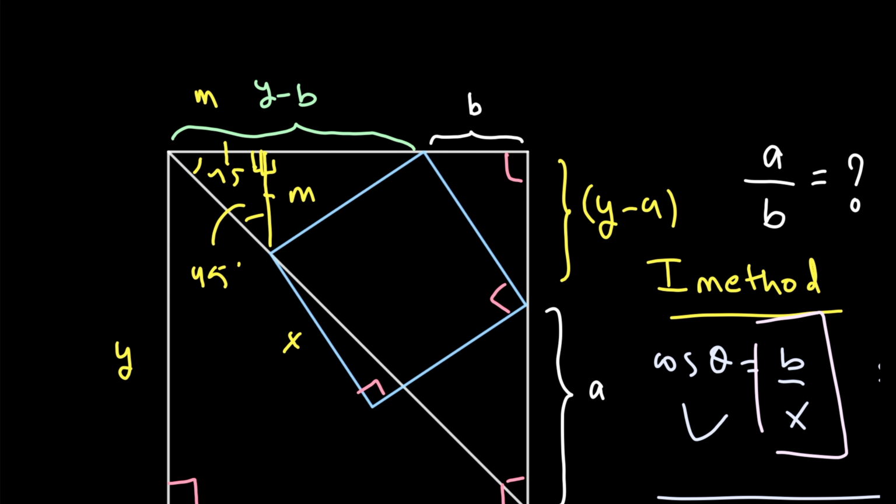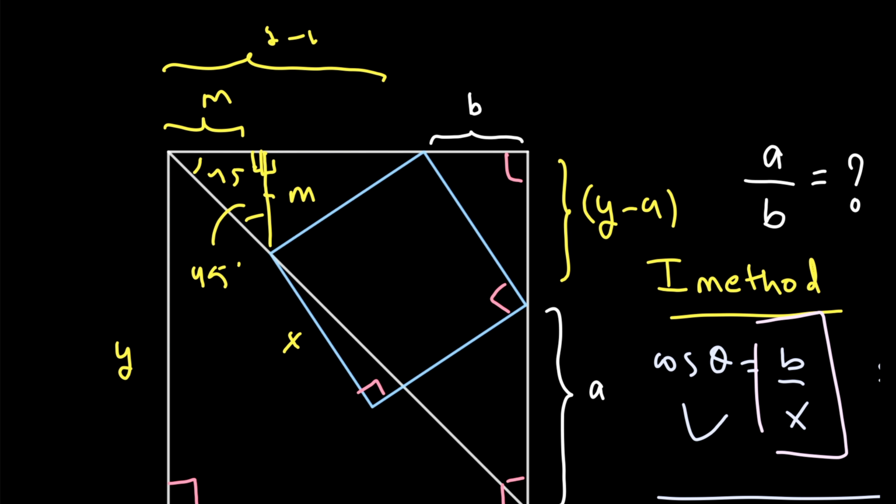Now I can say that the complete distance from here to here is equal to y minus b. Some of this distance we have taken as a variable m. So let us write down the remaining distance in terms of this variable. So distance from here to here is equal to m, and the distance from here to here was equal to y minus b. Therefore the remaining distance from here to here would be equal to y minus b minus m.